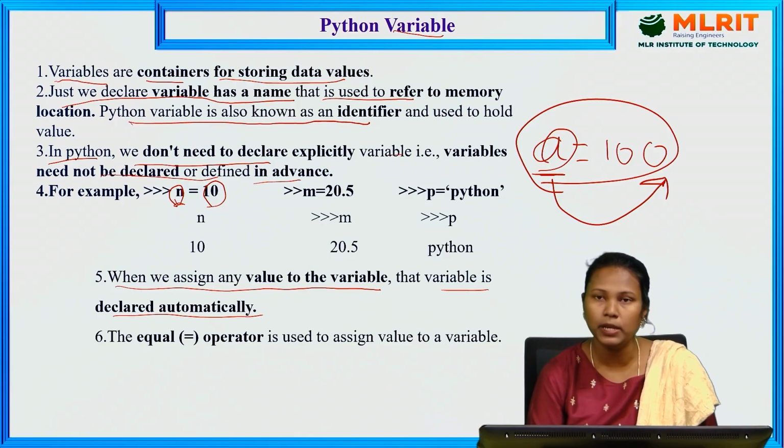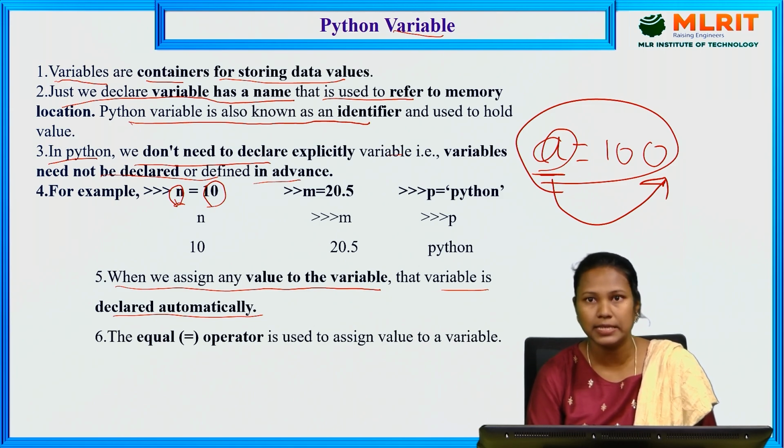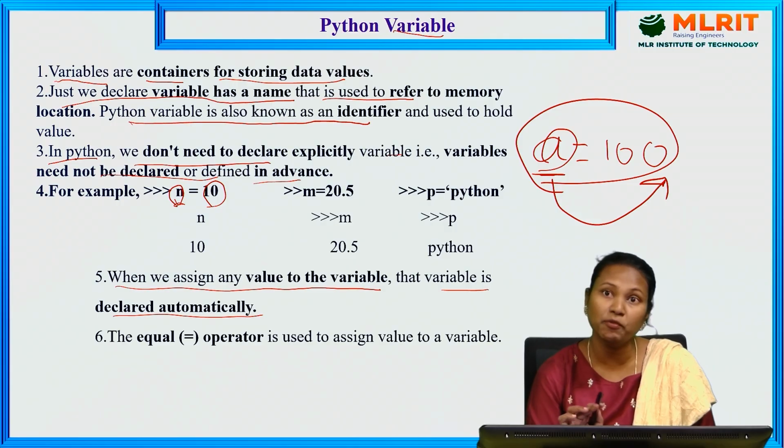For example, in C language, whenever you are starting the program, we need to declare the variables as well as specify the data type also. Int A, B, C, like that we are defining. Here, we can define like this, A equal to 100, B equal to 100. At the time of execution, it will understand what type of data it is. 100 means it is the integer data type.